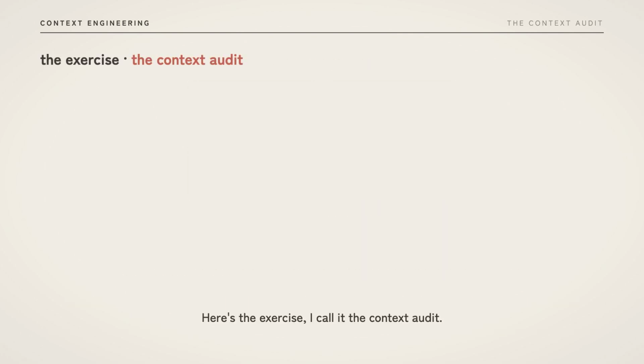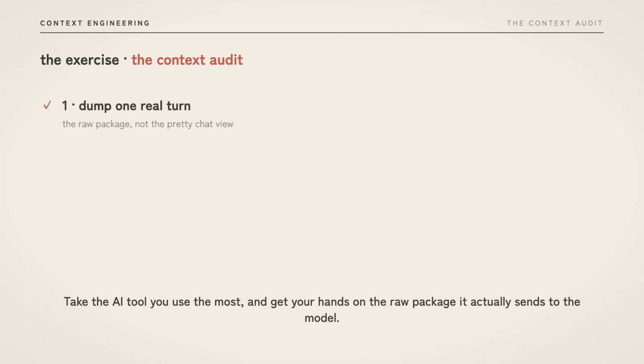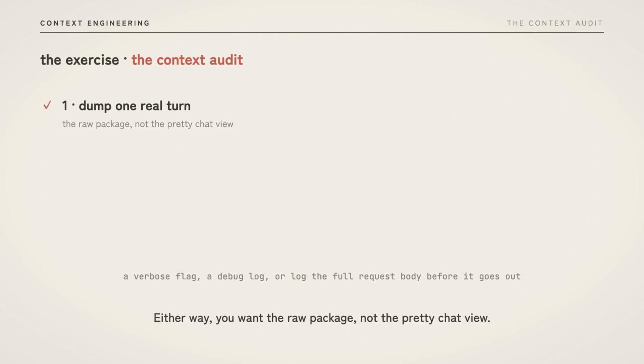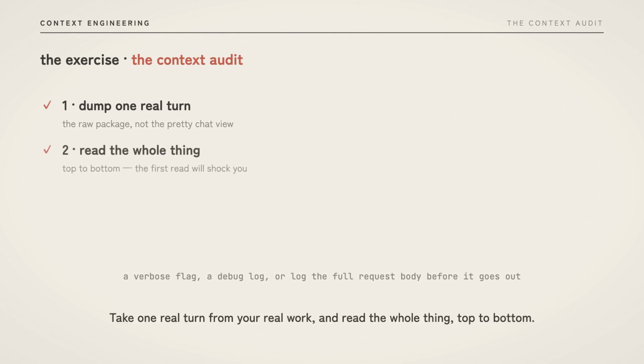Here is the exercise. I call it the context audit. Take the AI tool you use the most and get your hands on the raw package it actually sends to the model. In most coding agents, that's a verbose flag or a debug log, and if you're calling the API directly, just log the full request body before it goes out. Either way, you want the raw package, not the pretty chat view. Take one real turn from your real work and read the whole thing, top to bottom.